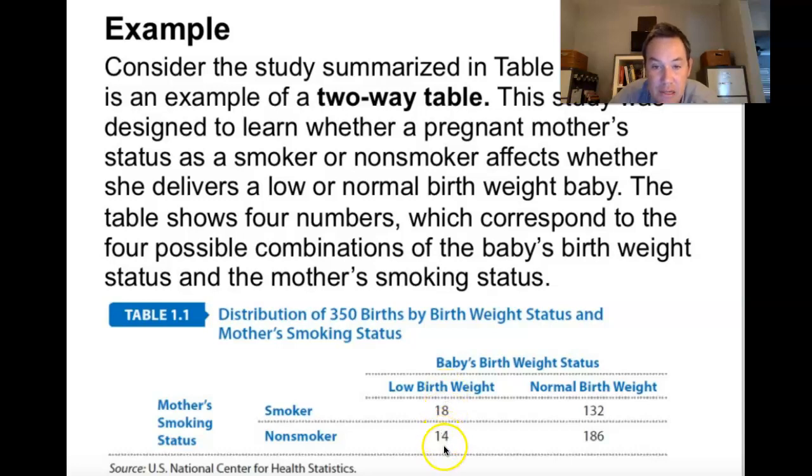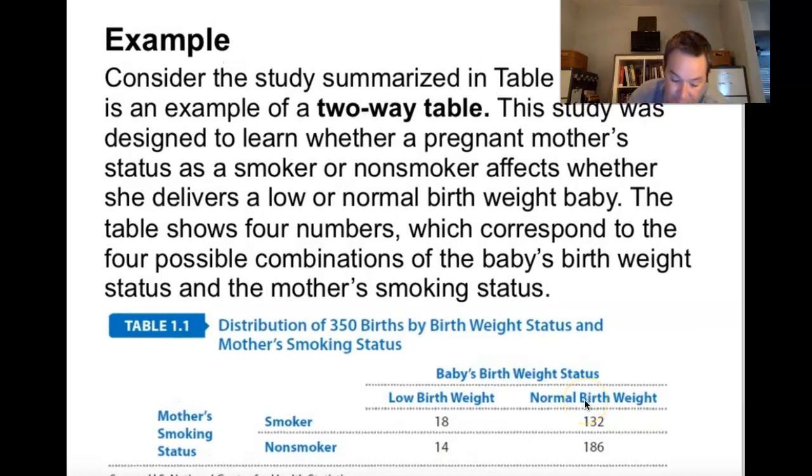There were 18 of those. Here, the mother was a non-smoker and the baby was still low birth weight. There are 14 of those. Here, the mother was a non-smoker and the baby was normal birth weight, 186. And last, here, the mother was a smoker and the baby was normal birth weight, and there's 132 of those.